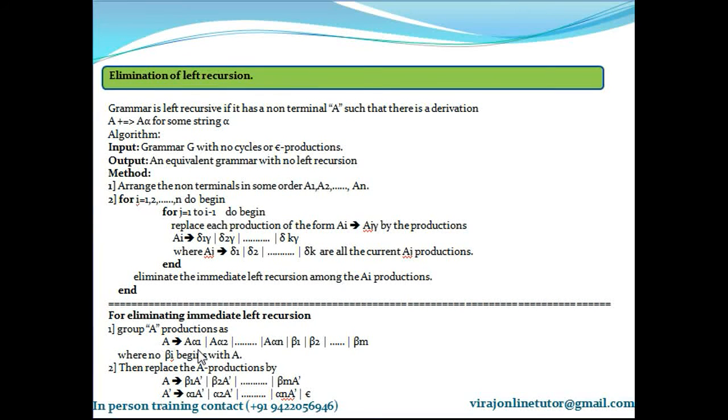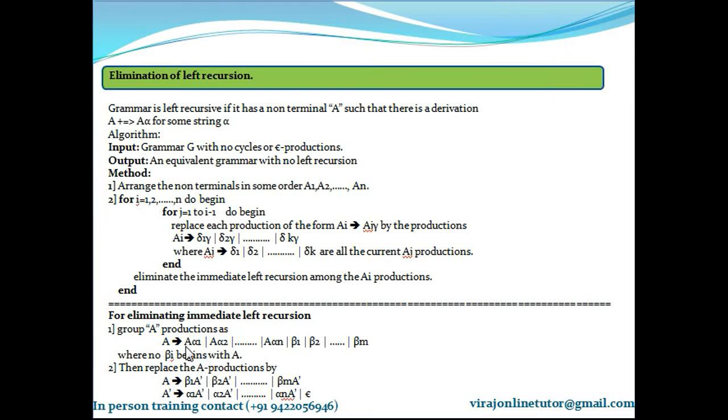All the productions whose leftmost symbol is exactly the same as the symbol on the left hand side of the production. I repeat, all the productions which have the leftmost symbol exactly the same as the symbol on the left hand side of the production are a direct left recursion. So let's try to eliminate that.